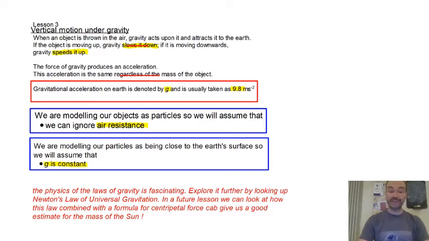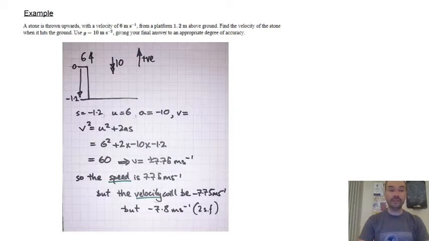Now, if you were going on to do more physics or the further maths course, the physics of the laws of gravity is fascinating. It is quite literally rocket science eventually. Maybe when we're all back in school, we can look at combining centrifugal force and Newton's law of gravitation, which takes us beyond what we're doing here, for working with astronomical concepts.